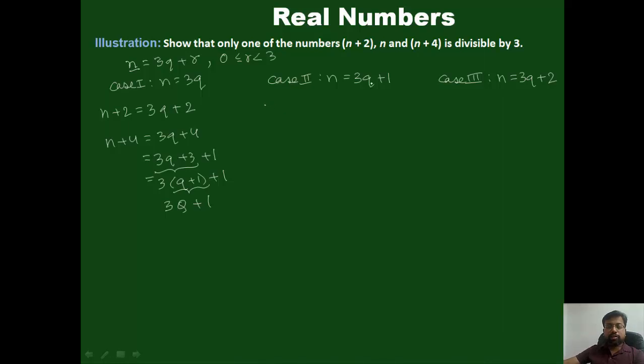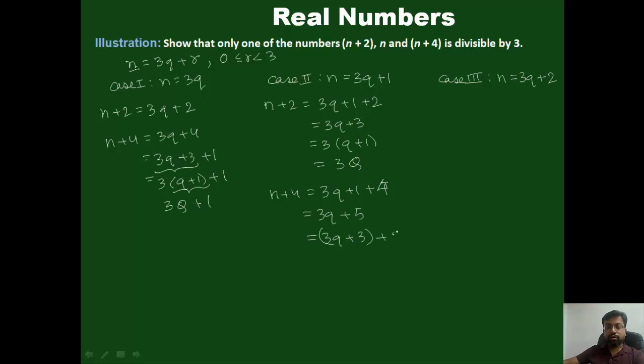In this case, you have n is equal to 3q plus 1, so n plus 2 will be what? 3q plus 1 plus 2, which is 3q plus 3, which makes it 3 into q plus 1. So you get it of the form 3q. And what will n plus 4 be? N plus 4 will be 3q plus 1 plus 4. So you have 3q plus 5, or you have 3q plus 3 together, and you have a 2 separate. So you have 3 into q plus 1 plus 2, which is of the form 3Q plus 2.